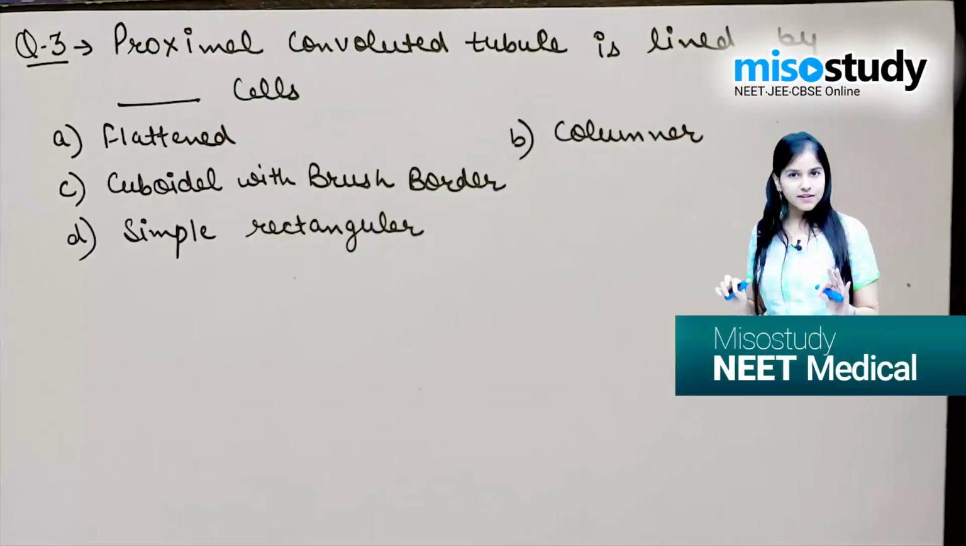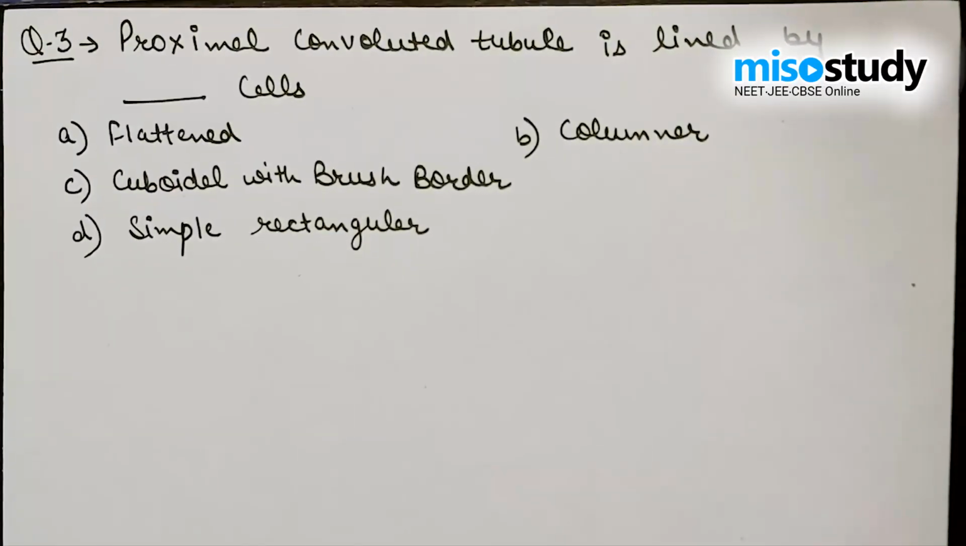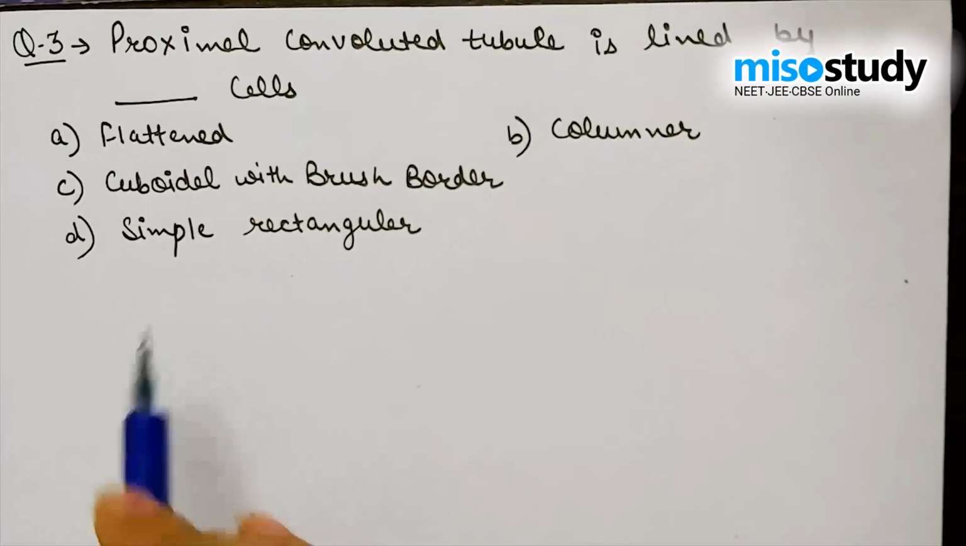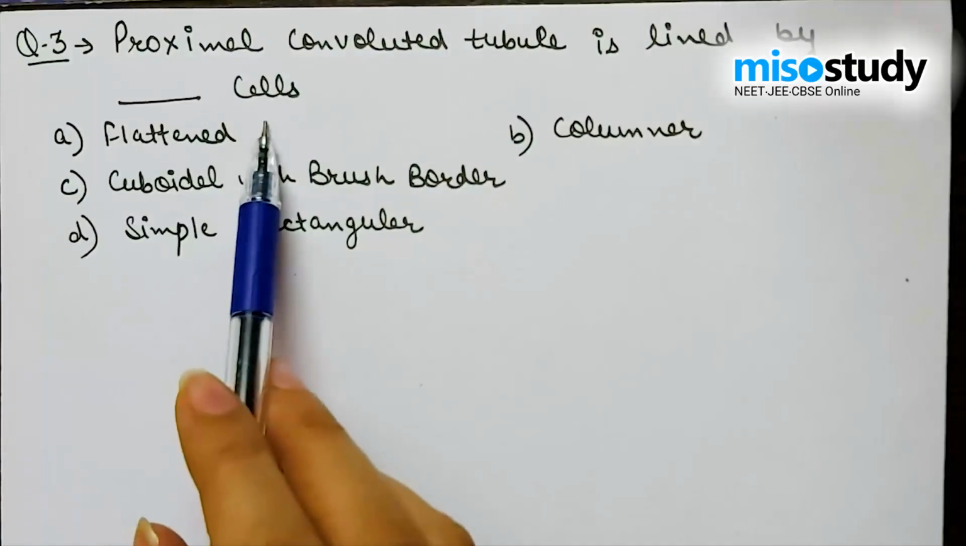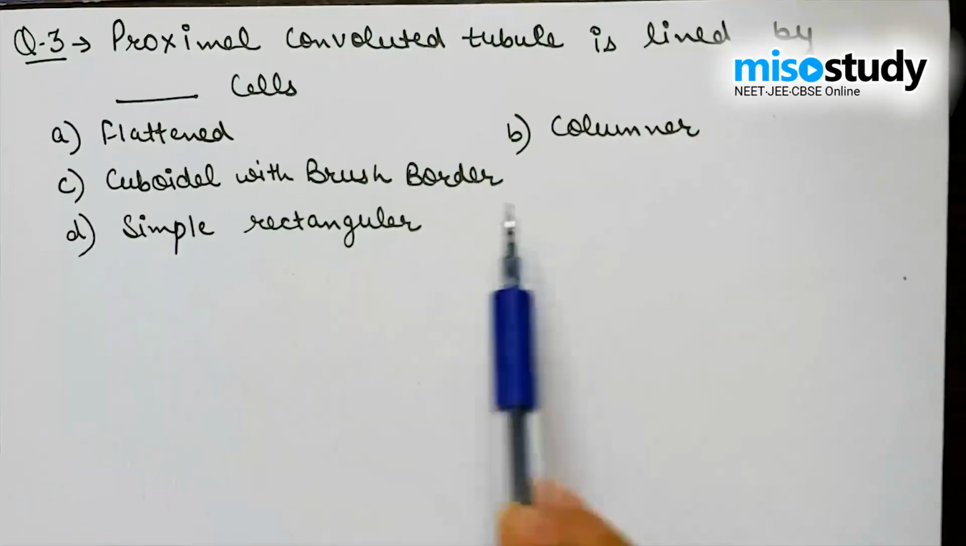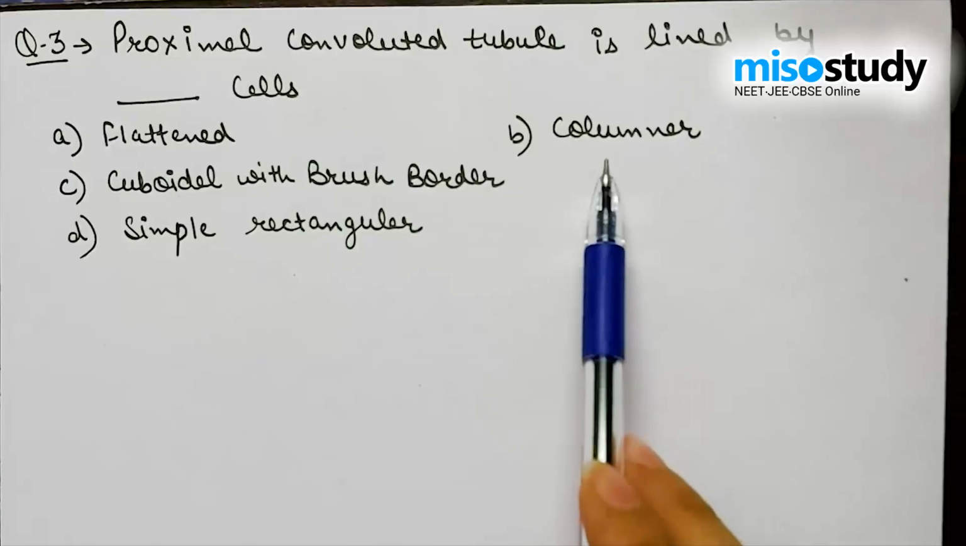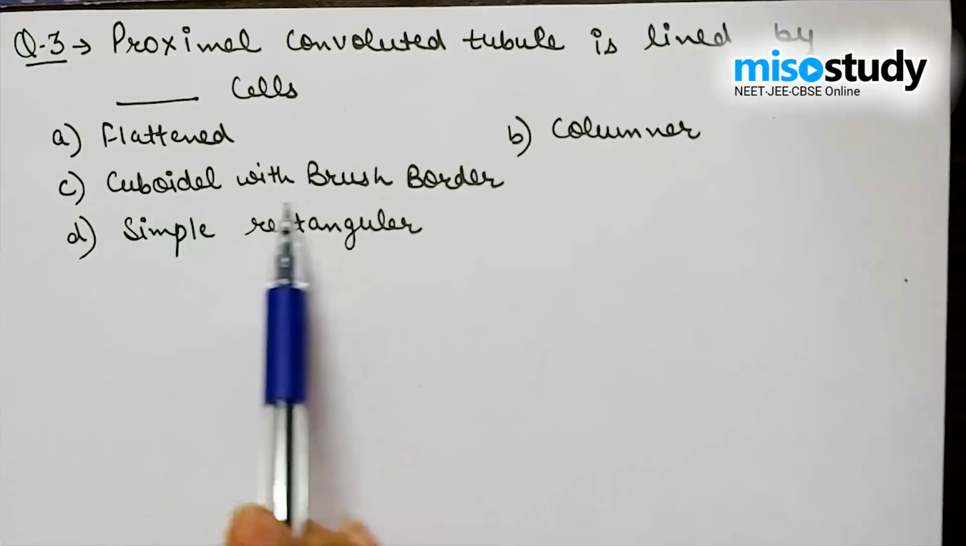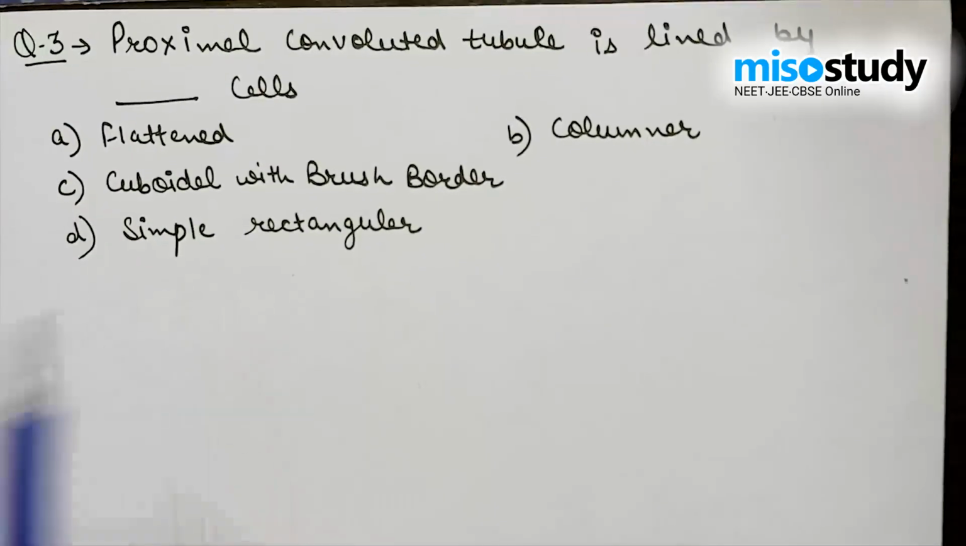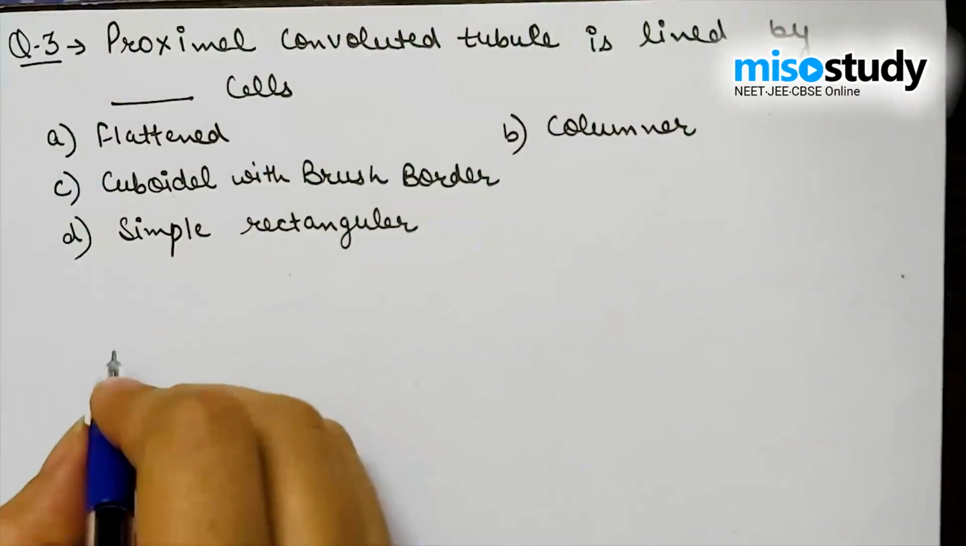Next one is: the proximal convoluted tubule is lined by dash cells. Option A, flattened. Option B, columnar. Option C, cuboidal with brush border. Option D, simple rectangular.